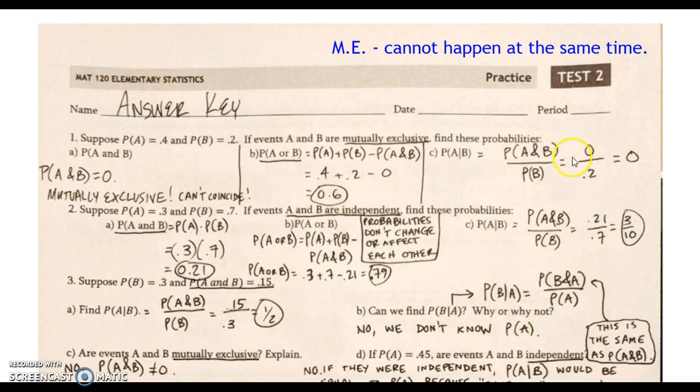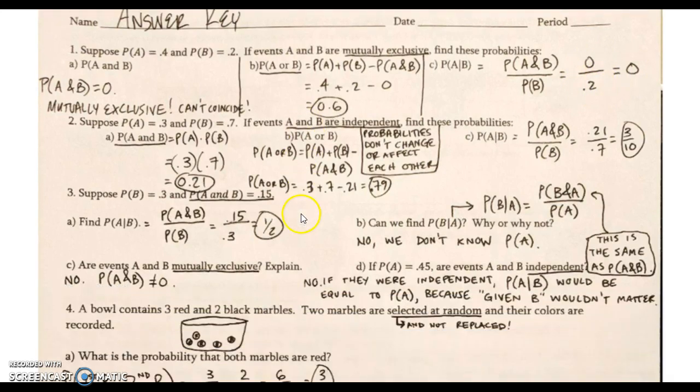A given B is a formula that you must remember. It's the probability of A and B over the probability of B. This was easy to calculate because 0 divided by anything, with the exception of 0, is equal to 0. All right. Number 2 is different. Number 2 talks about events being independent.